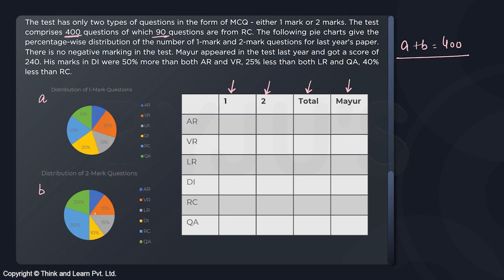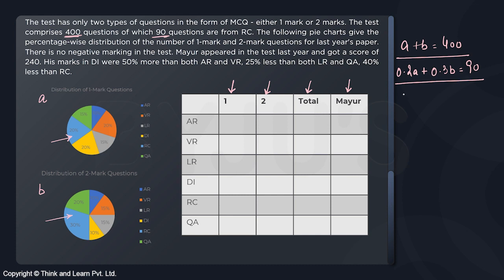Now, how many questions are from RC? From 1 markers, 20% of the questions amongst 1 markers are from RC and 30% among 2 markers are from RC. So that means 20% of A, which is 0.2 times A, and 30% of B, that is 0.3 times B, is equal to the RC questions. So we have two equations in two variables A and B. So we'll just solve them to get an answer.